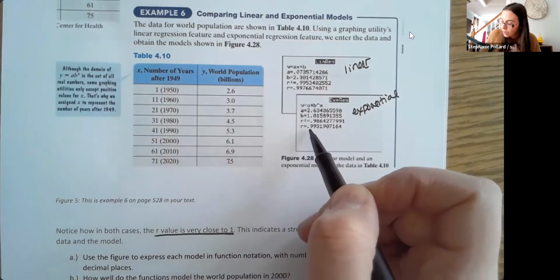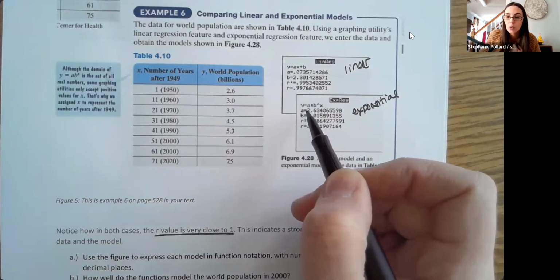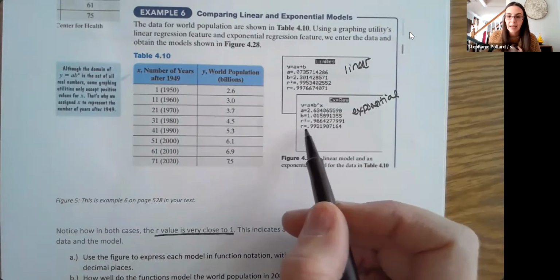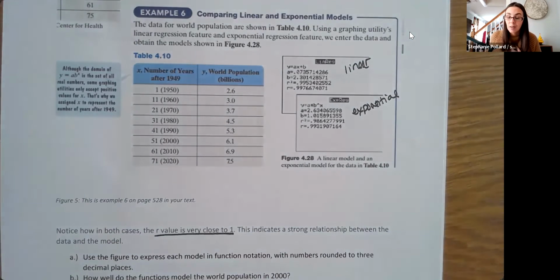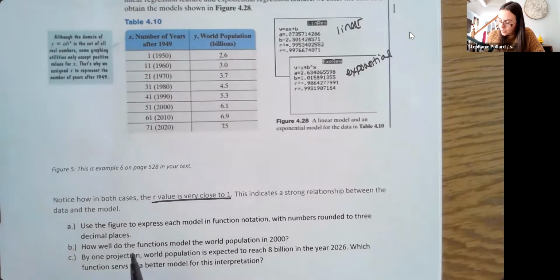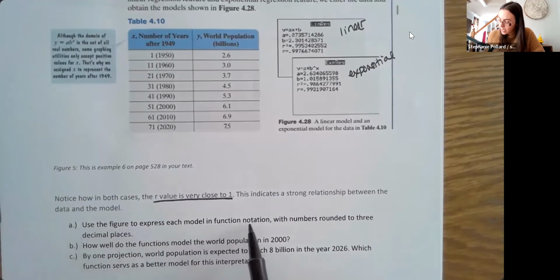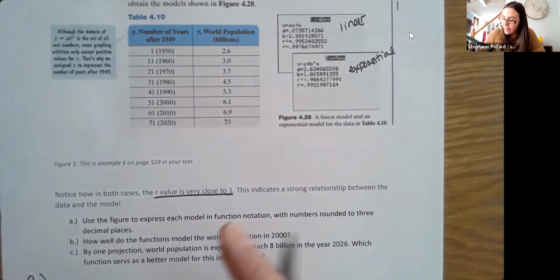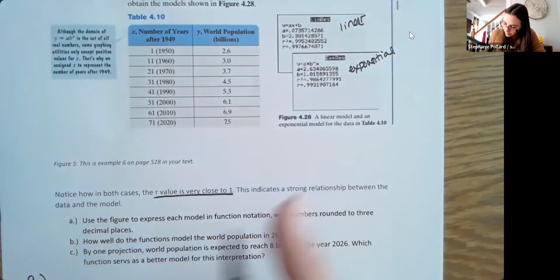9976 and 9931. 9976 is closer to 1, but again, 0.99 is very, very strong in both cases. So both would really be good models. So let's use the figure to express each model in function notation, and we can round our numbers to 3 decimal places. So when you have that output here, let's do the linear one first.